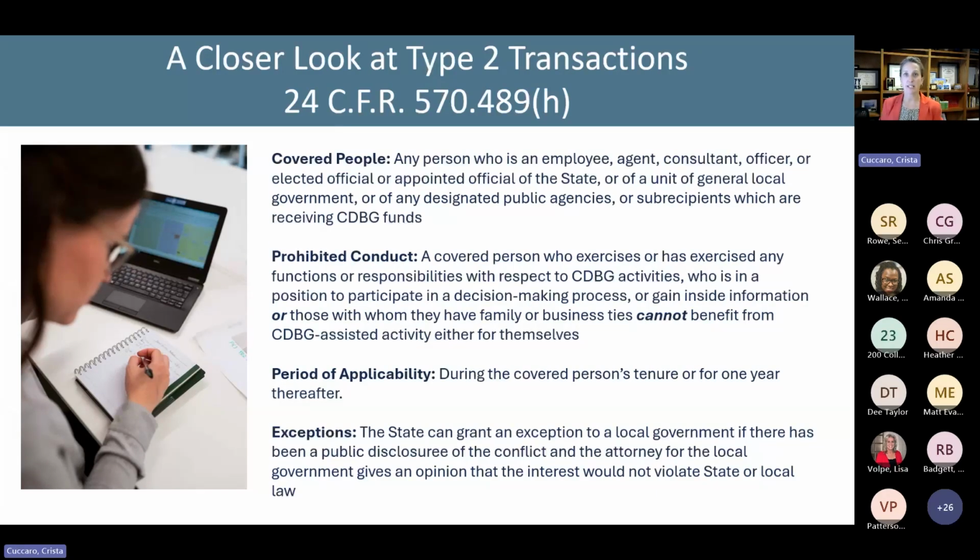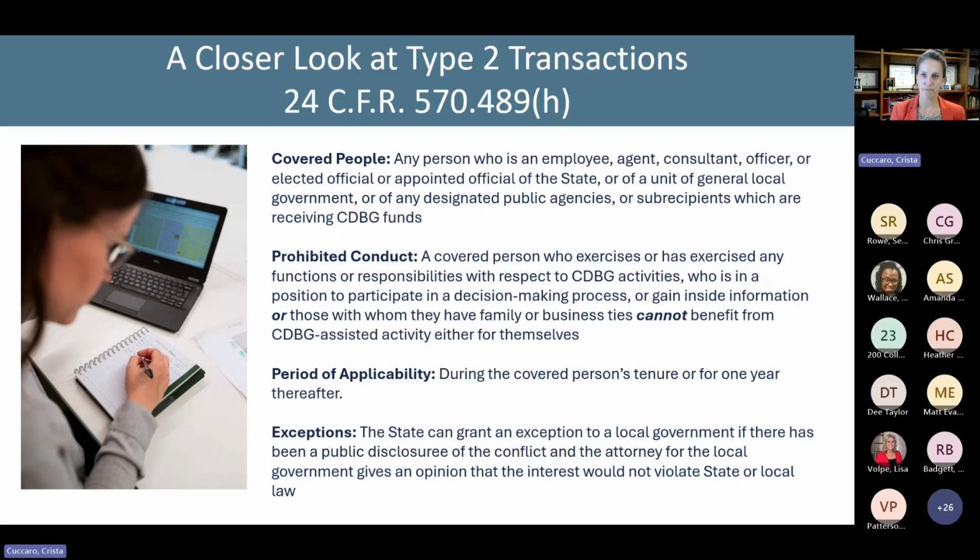There are exceptions. The state can grant an exception to a local government if there's been a public disclosure of the conflict of interest and the local government's attorney provides an opinion saying that the interest would not violate state or local law. So there's a little bit of an out there, but you may not want to find yourself in that situation.